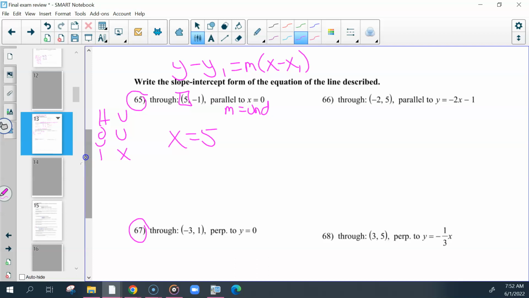Now, if it were the opposite and said y equals 0, then we could find that the slope would be 0, and then we could use our point slope or do the same thing. But with undefined slope, we can't put that in. We have to know what that is. Do we have any questions on 65?